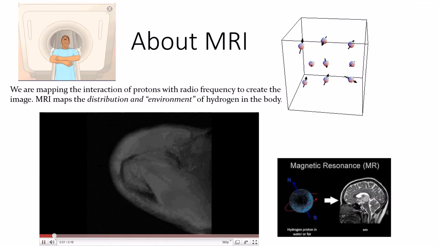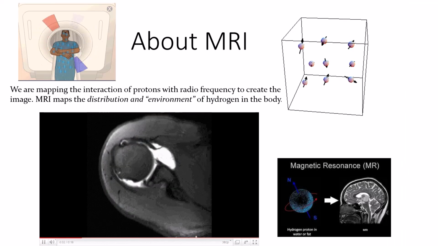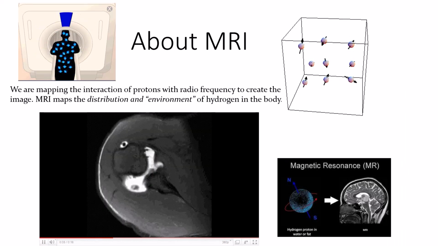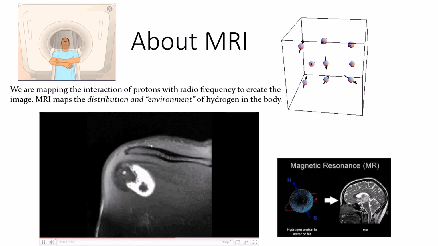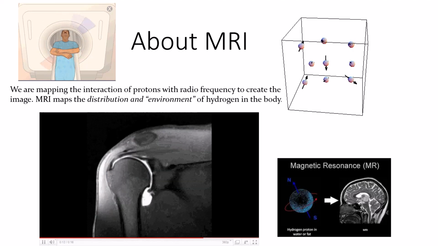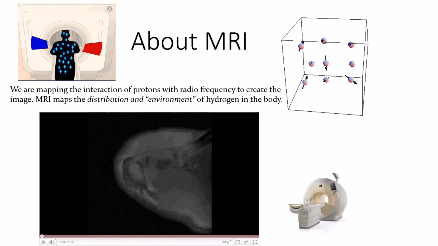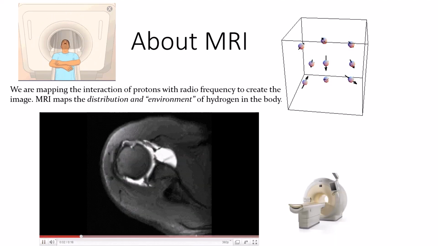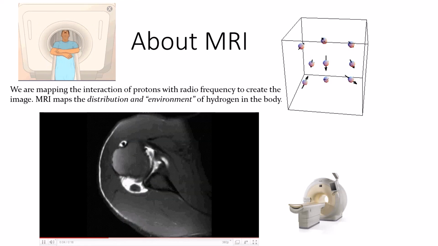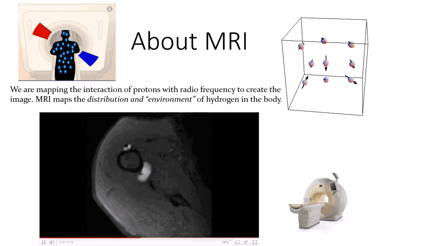With MRI, we are mapping the interaction of protons with radio frequency waves to create the image. MRI maps distribution and the environment of the hydrogen atom in the body. Hydrogen is the most abundant element in the universe. It is also the most abundant element in the human body.